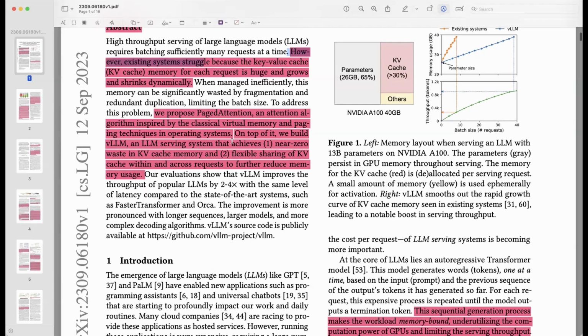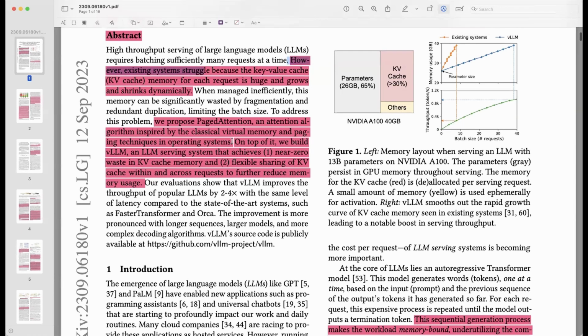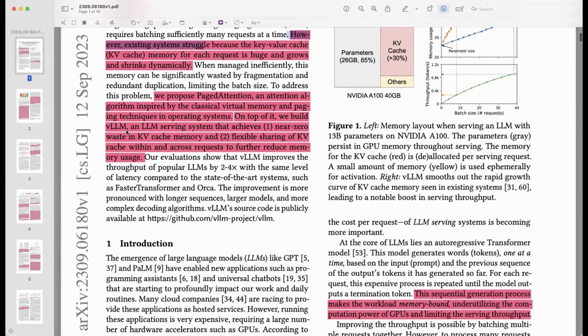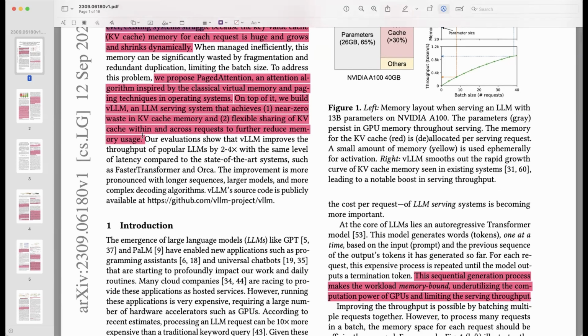In the operating system space, people came up with the concept of virtual memory and paging techniques and a page table to have this dynamic allocation per process where you avoid wasting memory. So they apply the same technique to the GPU memory. They also develop vLLM, an LLM serving system. And they show that it wastes zero memory, and they also improve it further, where you can share memory across different requests.